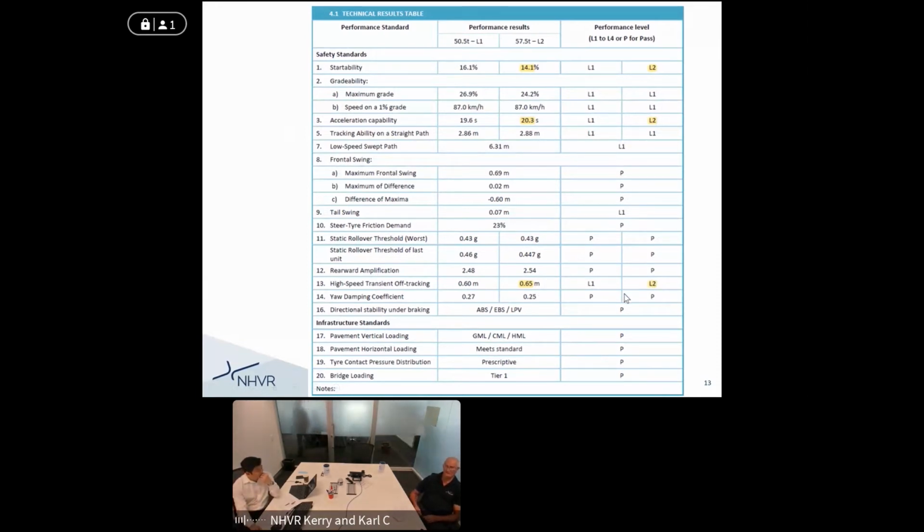So your dampings, okay. When we go down to bridge loading, tier 1, but it's at 50.5 tonne, it means level 1 tier 1, so it's equal to a general access vehicle. At 57.5, it means level 2 tier 1, which means it's equivalent to a B double bridge loading.